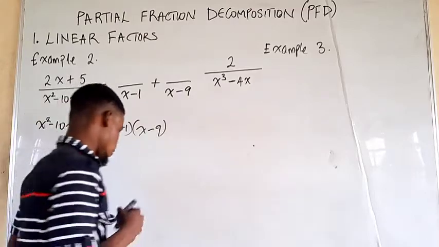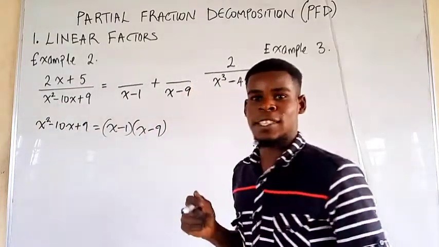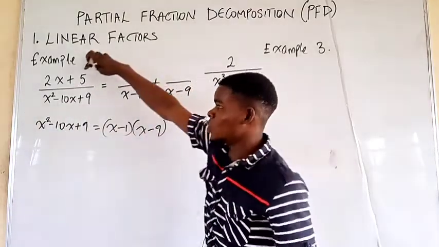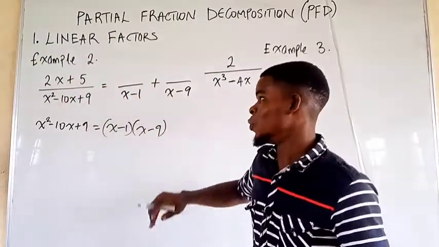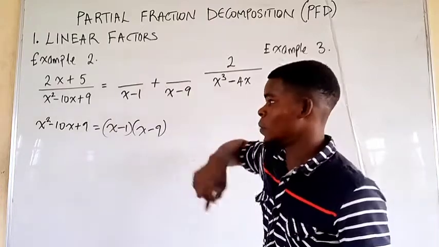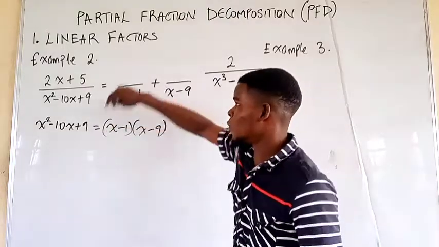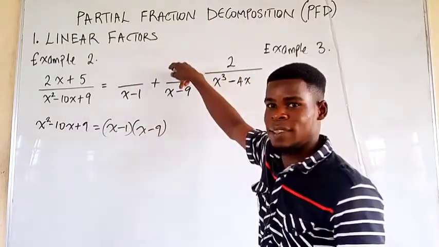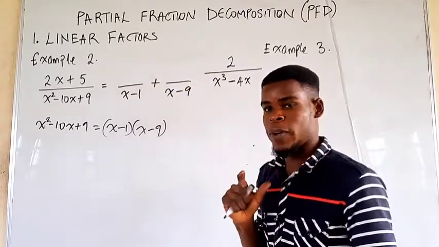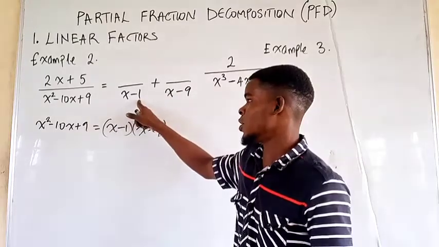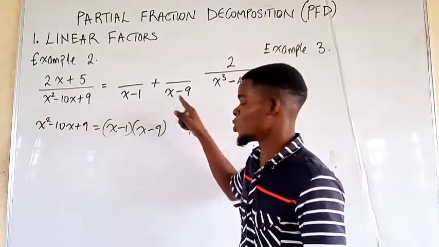Now, here's a question for you. You recall that in the first example, we were using 1 on top, right? It was not 2x plus 5. It was just 1, which means that the degree there was 0. But here we are using 2x plus 5. Are we going to still write A and B? Yes, we will still write A and B, provided that this right here is a linear factor and this right here is also a linear factor.